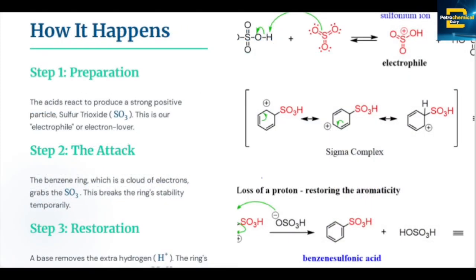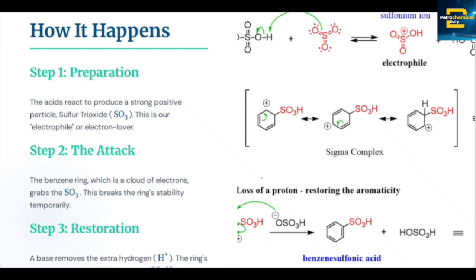Now let's look at the mechanism. Step 1, the acid produces a strong positive particle, which is the sulfur trioxide. We have explained this before. This is our electrophile or electron lover. Now step 2, the attack.